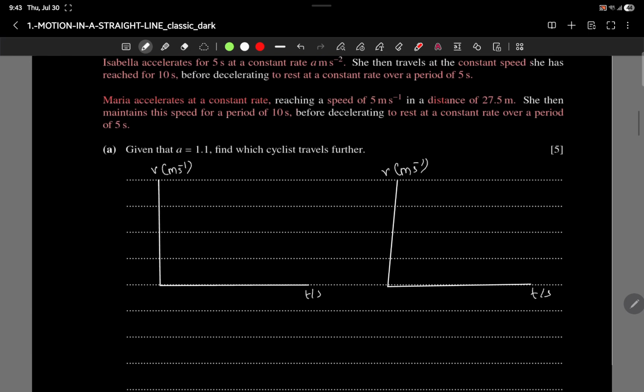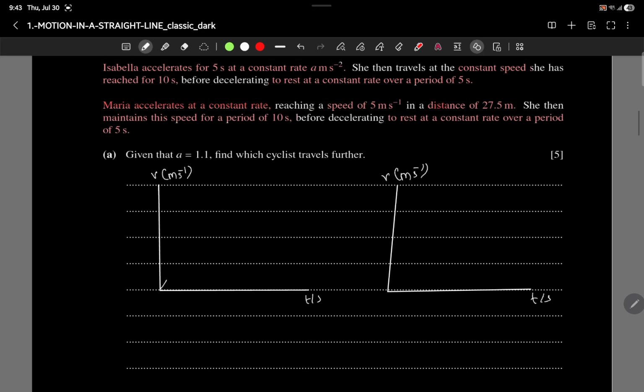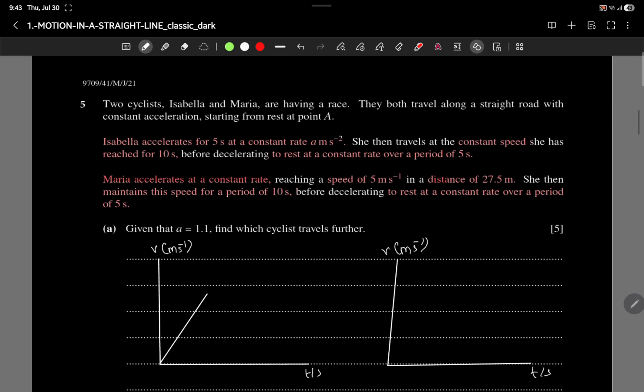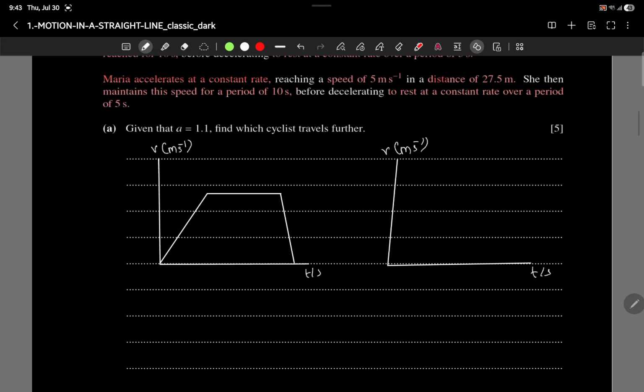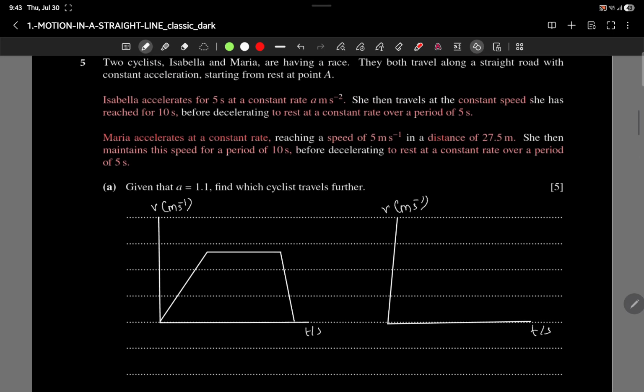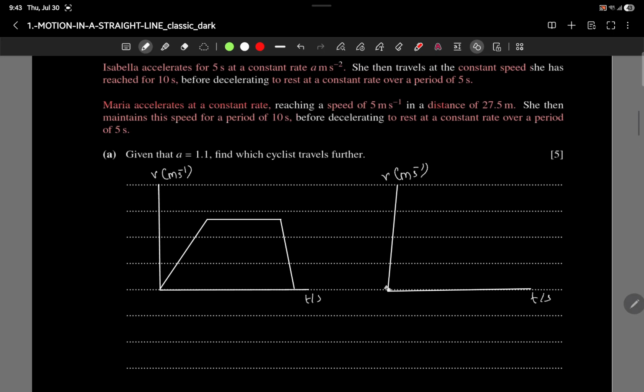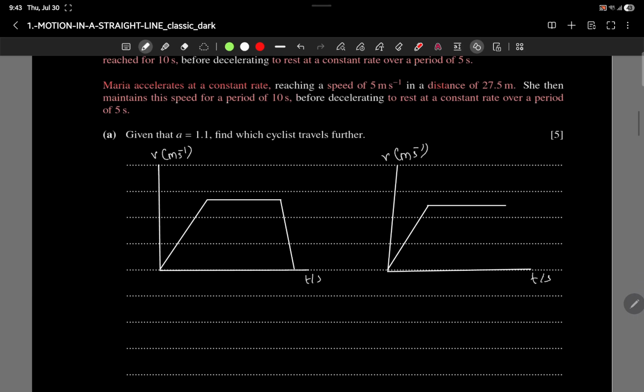So Isabel accelerates for 5 seconds, travels at constant speed, then decelerates and comes to rest. What about Maria? She also accelerates, maintains a constant speed, and then decelerates. Let's label this a bit.